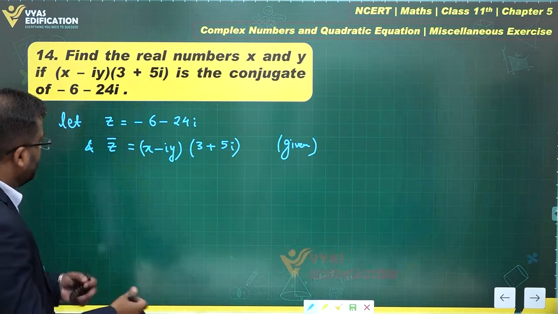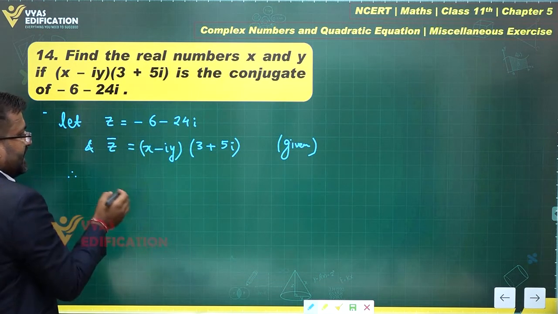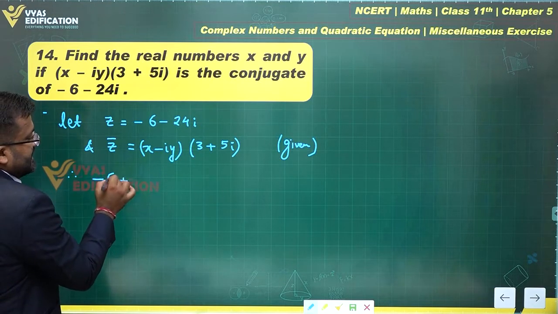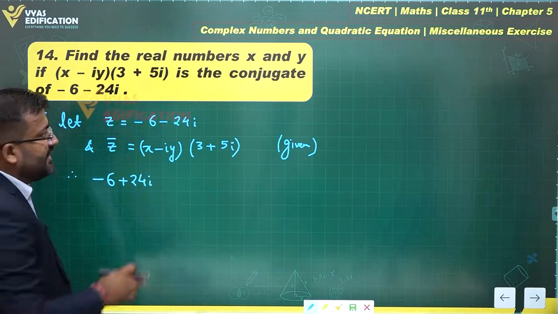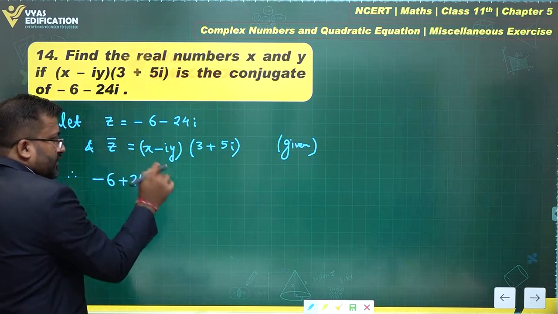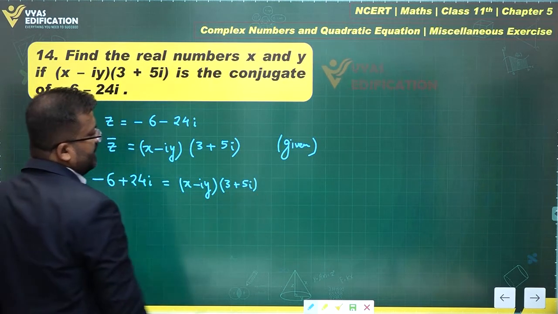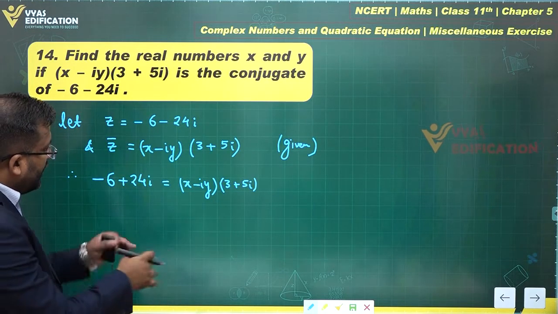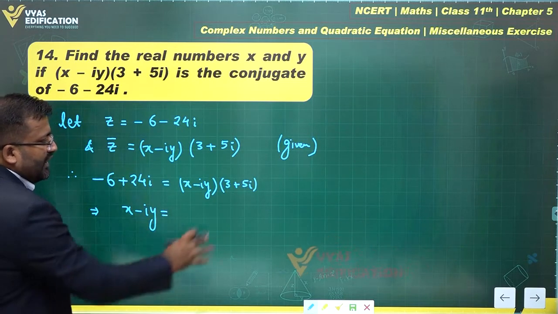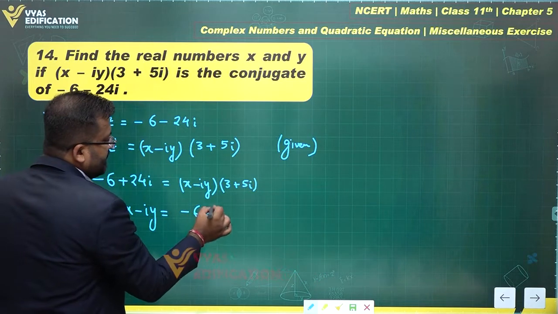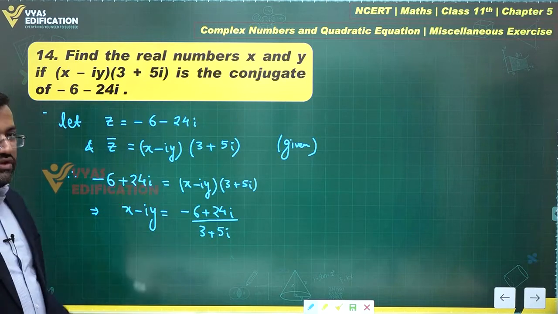Right. So therefore, I can say that z bar can easily be found as minus 6 plus 24i. This is the actual conjugate of this, which I can directly see from here. And this is equal to (x minus iy) times (3 plus 5i). I hope that's okay. Yes, that's pretty simple. And on rearranging this expression, x minus iy will be equal to (minus 6 plus 24i) over (3 plus 5i). This is equal to this.